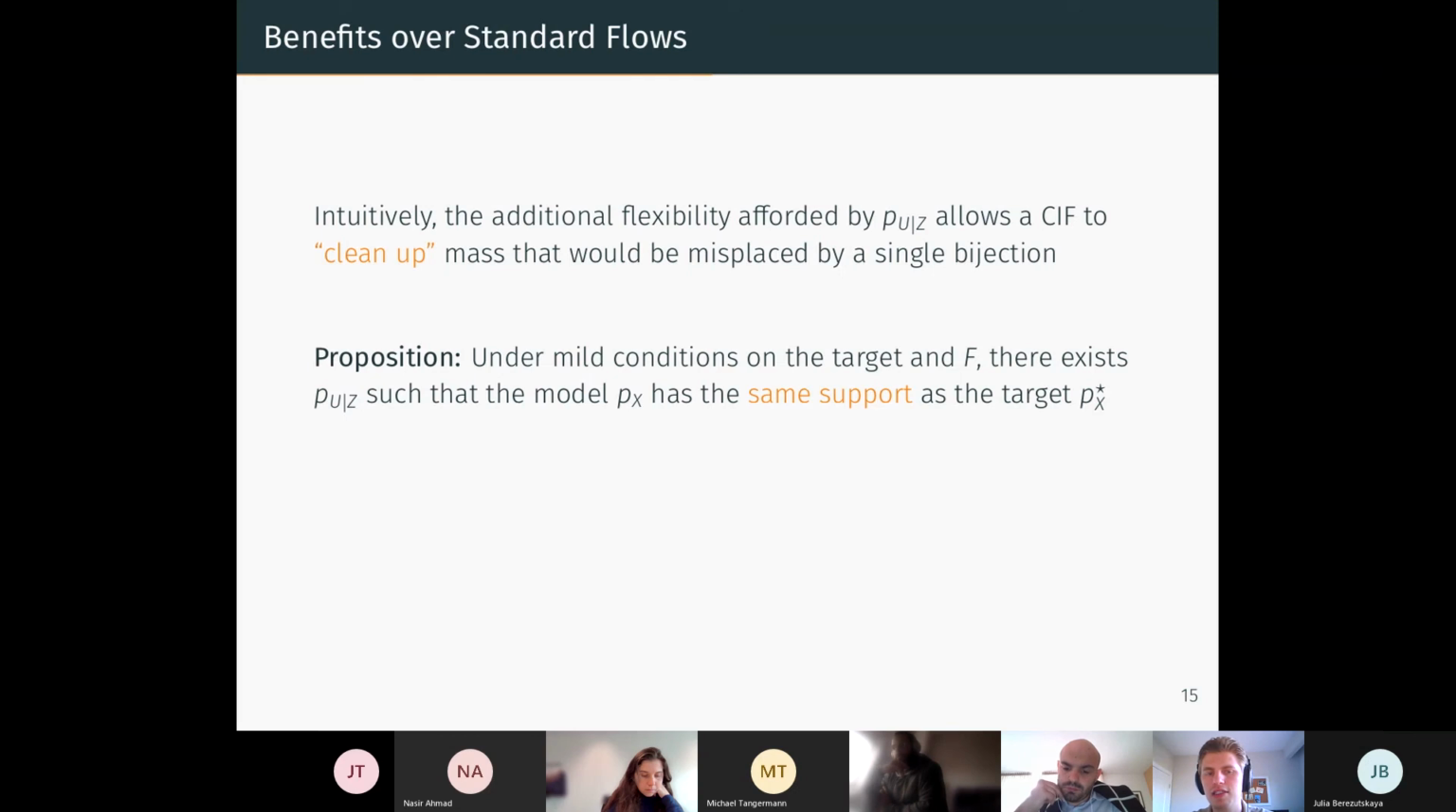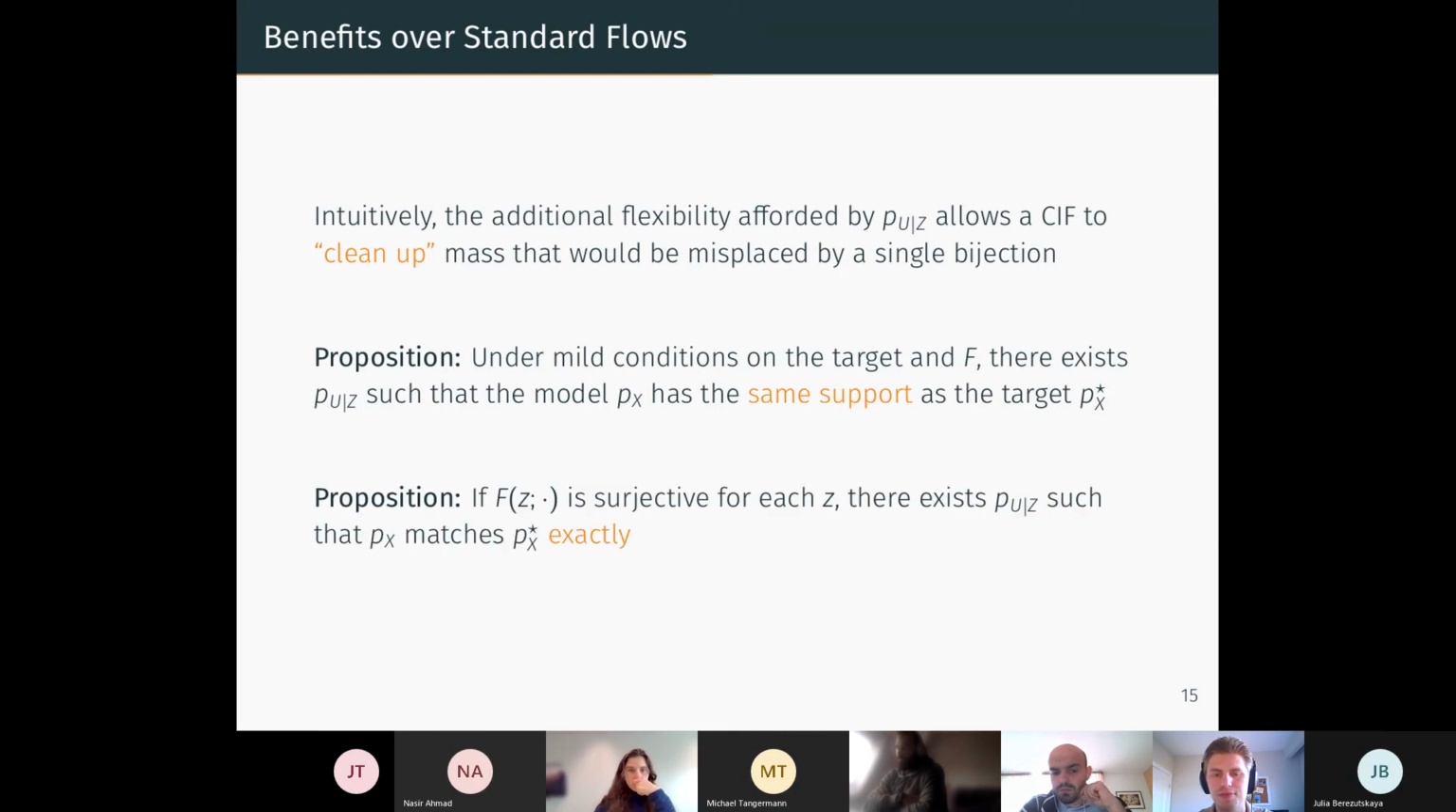To clear this up a bit more, under mild conditions on the target, Px star and F, our bijection, there is some choice of PU given Z such that the model has the same support as our target distribution. So that's already better than the normalizing flow context, where we can't assume that our supports will be the same. We can't even expect them to be the same because of the numerical non-invertibility. And then there's this other proposition, I'll skip it.